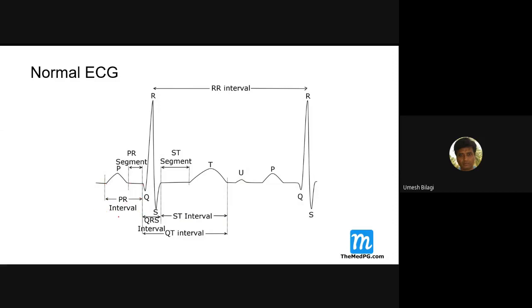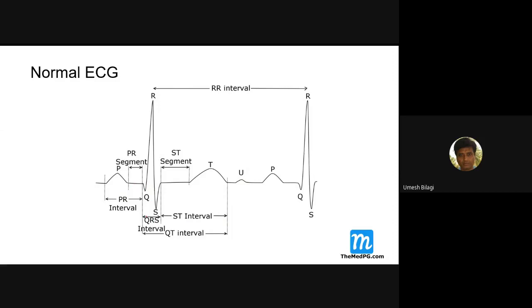This interval speaks about the conduction, predominantly the conduction time utilized by the AV node. If there is a disease in the AV node, the PR interval may get prolonged. And the PR segment we use to calculate the isoelectric line. This is the isoelectric line. To say something has gone up, something has gone down, we compare with this PR segment. That is the purpose of these two.